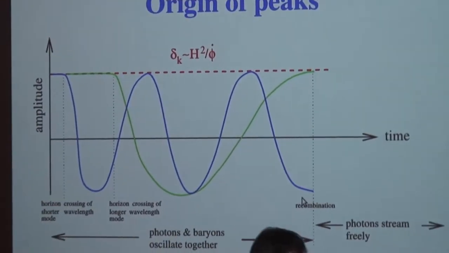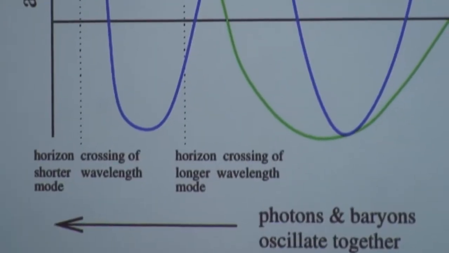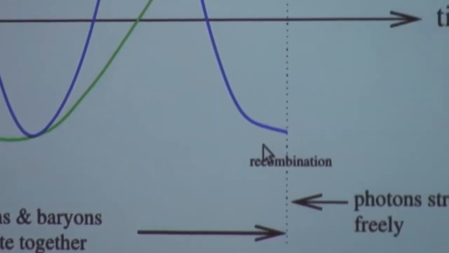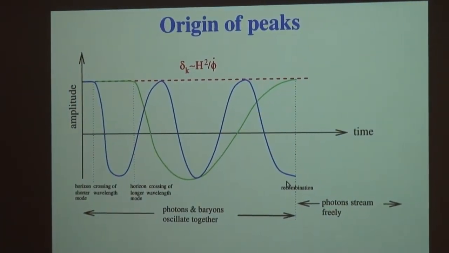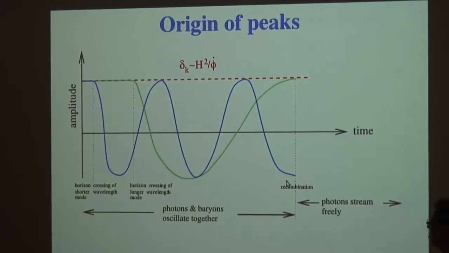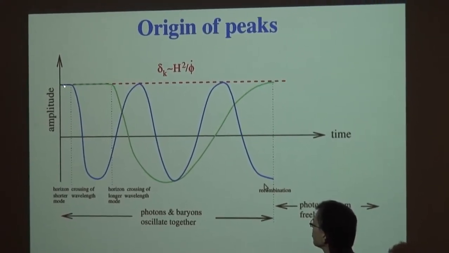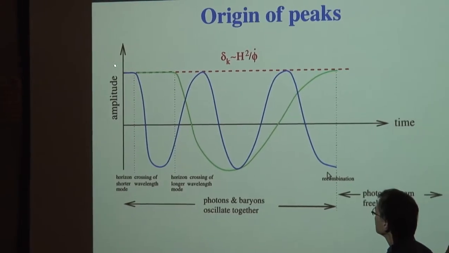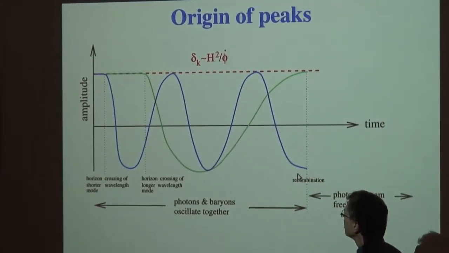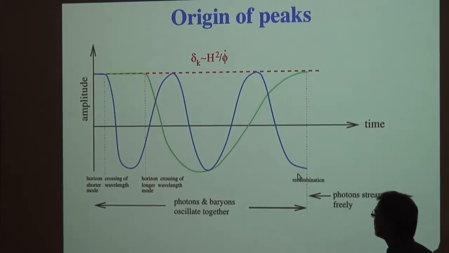And so the other part of the story is that what's important is, at horizon crossing, these things are not oscillating until they cross outside of the horizon. That's when they begin oscillating. Right, and so this is the time between horizon crossing and recombination.